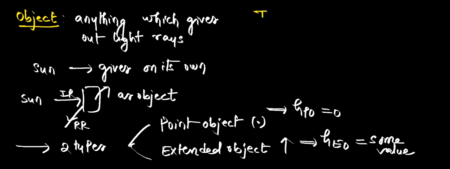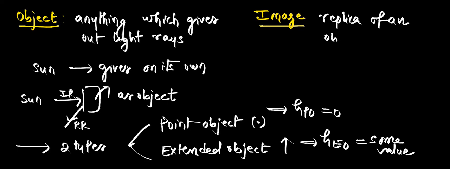Now we'll take what an image is. Basically, an image is the reflection of an object. It's called a replica of an object. For example, if I look into the water of a lake or a pond, I can see my image, right? It is showing myself. It's just a copy of myself. So a replica of an object is nothing but an image.